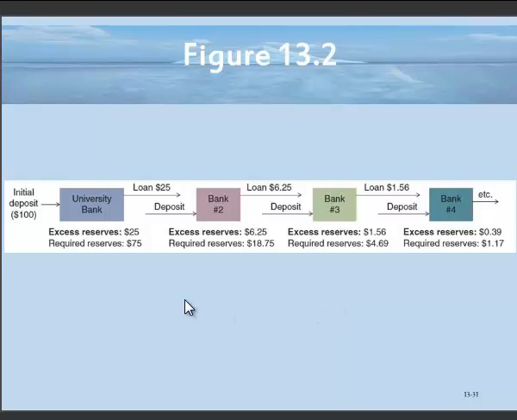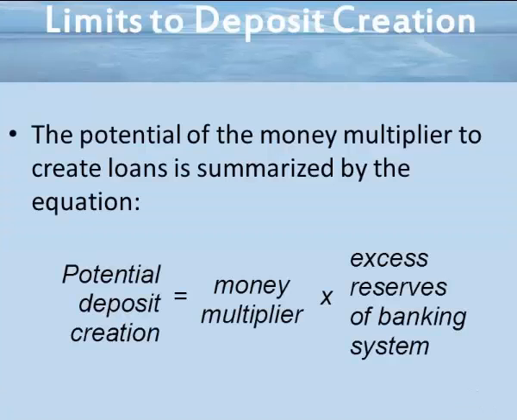And now let's look at the formula. The formula is straightforward. So there we go. It says the maximum potential expansion of the money supply is equal to whatever the money multiplier is times the excess reserves. And so let's fill that in and see how that works.